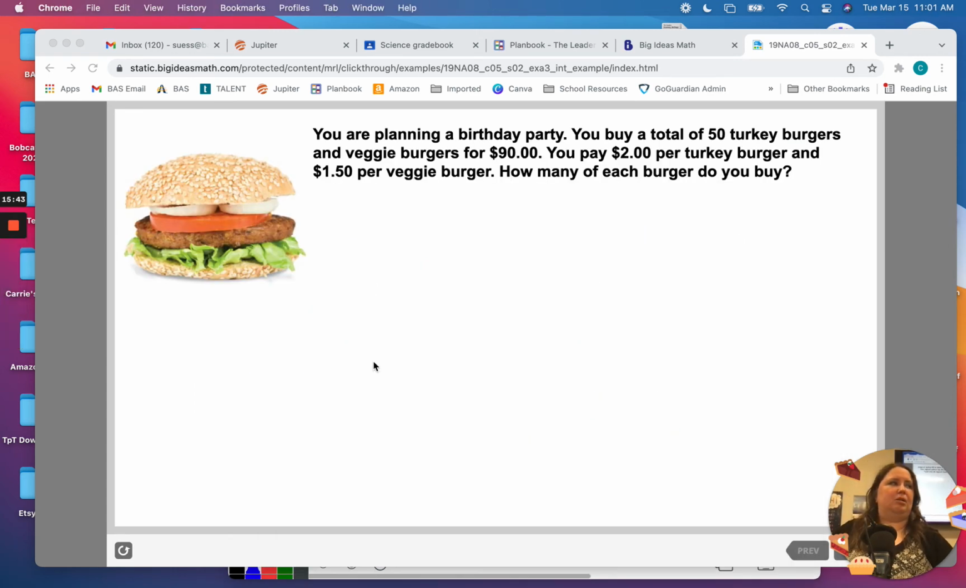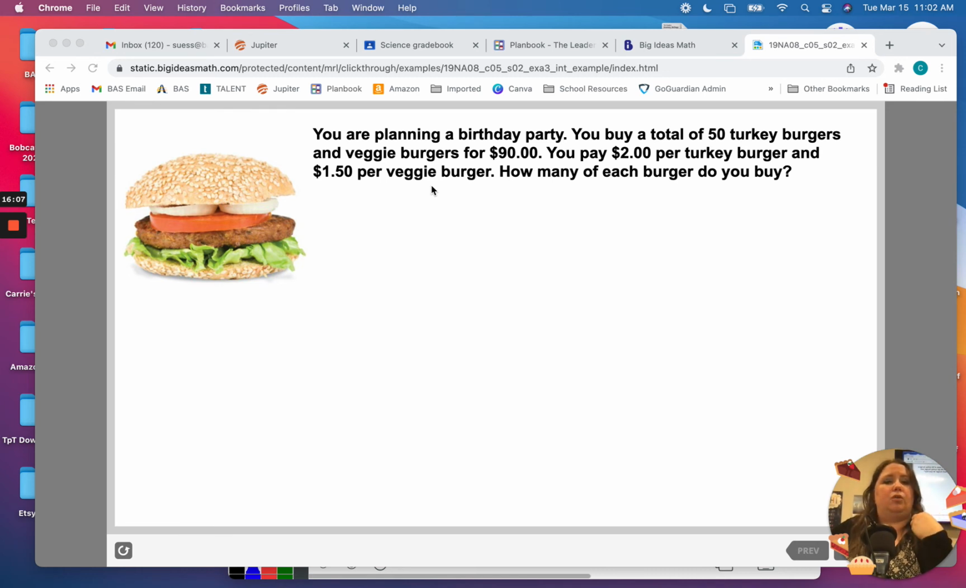You're planning a birthday party. You buy a total of 50 turkey burgers and veggie burgers for $90. You pay $2 per turkey burger and $1.50 per veggie burger. How many of each burger do you buy? So the first thing we need to do is make 2 equations so we can solve for a system, yes? Remember what I said about keeping money with money, quantity with quantity?